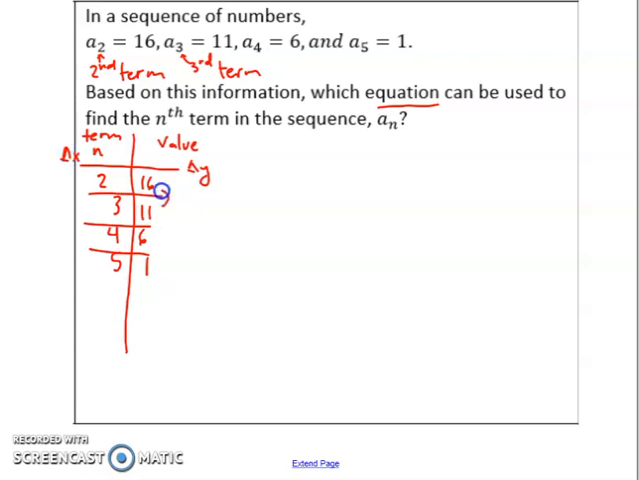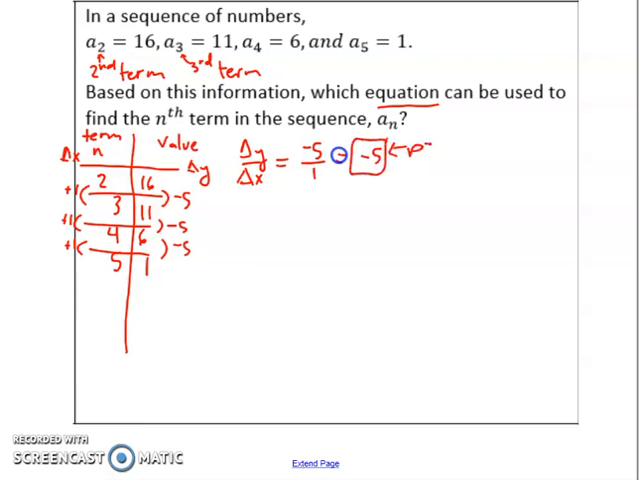I'm going to find my changes so that I know what my pattern is. So this is subtracting 5. And I always check what is x, what's the other side doing? So good, it's going by 1. So my rate of change, my slope, my rate of change, same thing, is -5 divided by 1, which is -5. So this is what I multiply by. That's my pattern to multiply by.